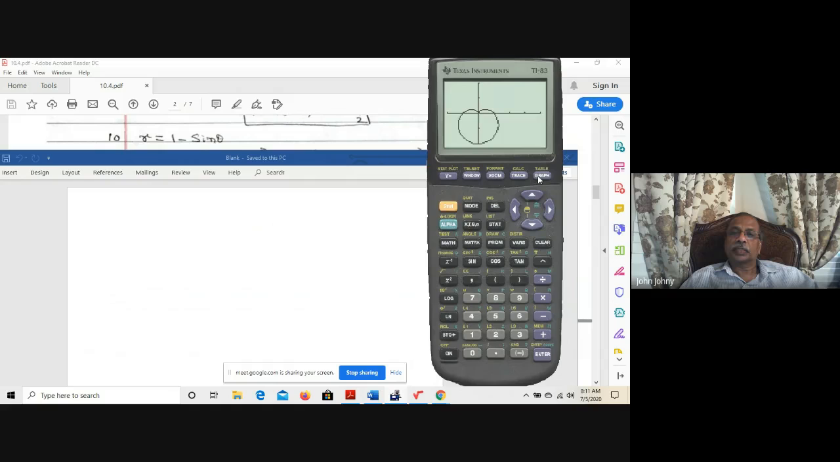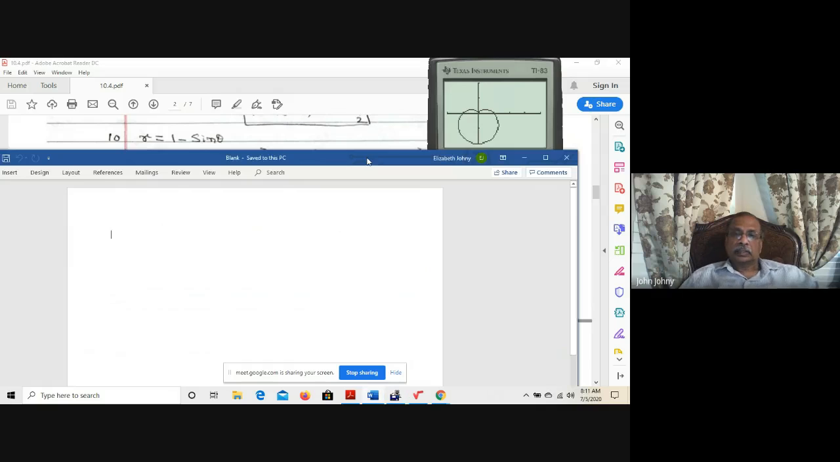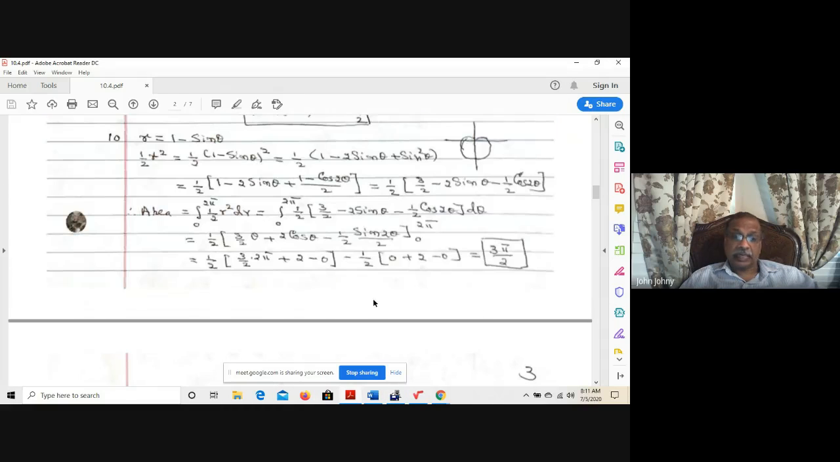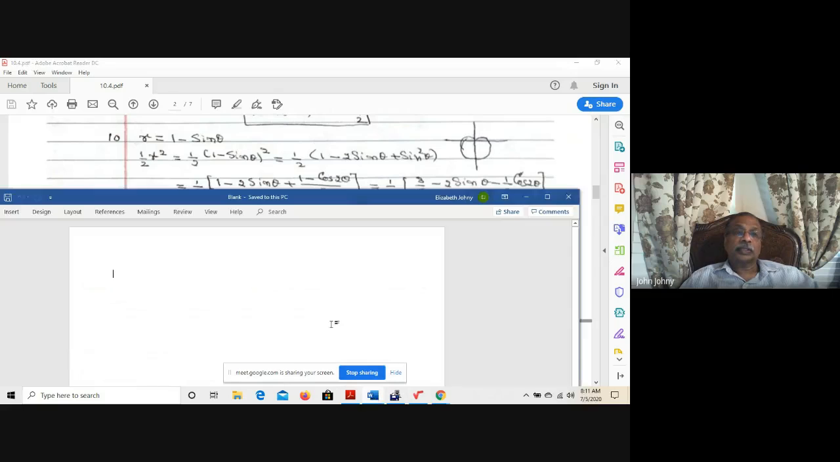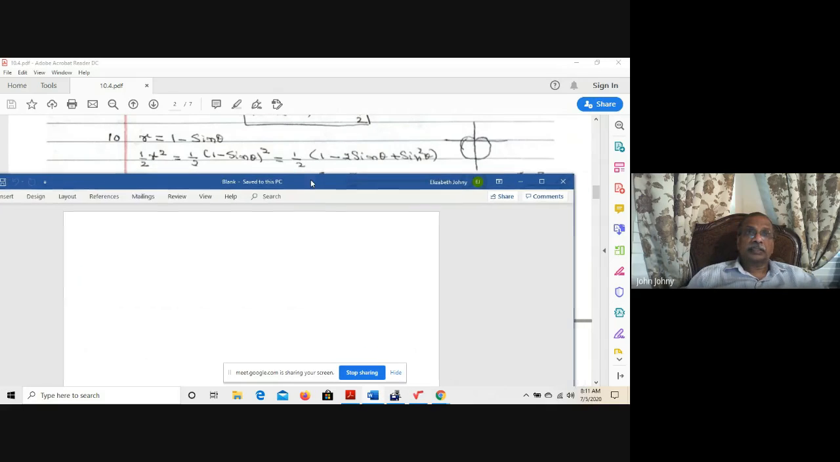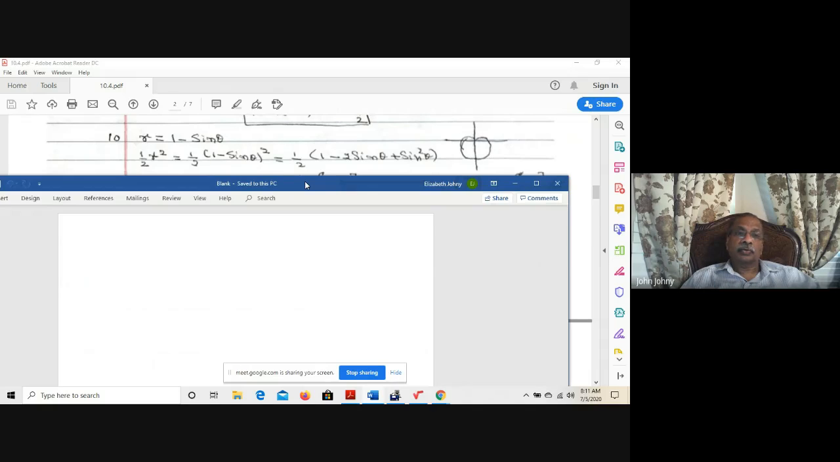So that is the graph. Okay, so 0 to 2 pi is one complete rotation. Since the algebra part is a little difficult, you first calculate 1/2 r square, because the formula is integral alpha to beta 1/2 r square d theta.